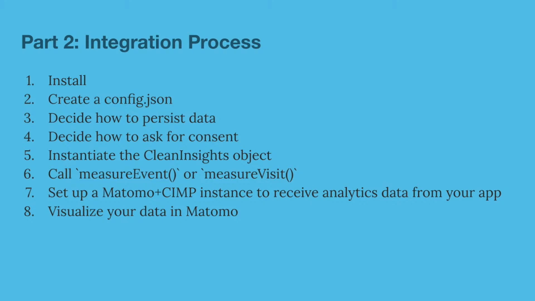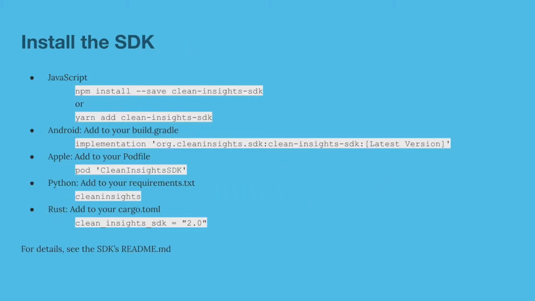You're going to install, configure, store data, ask for consent, instantiate Clean Insights, measure the event, and then you're going to have a back-end set up where you can eventually go and visualize your data. It's a handful of steps here, but each one on its own is quite straightforward. To install, you're going to use your standard tooling for whatever language you're in. Maybe that's pip, maybe it's npm. You add it to your dependency file, and we maintain all of these releases.